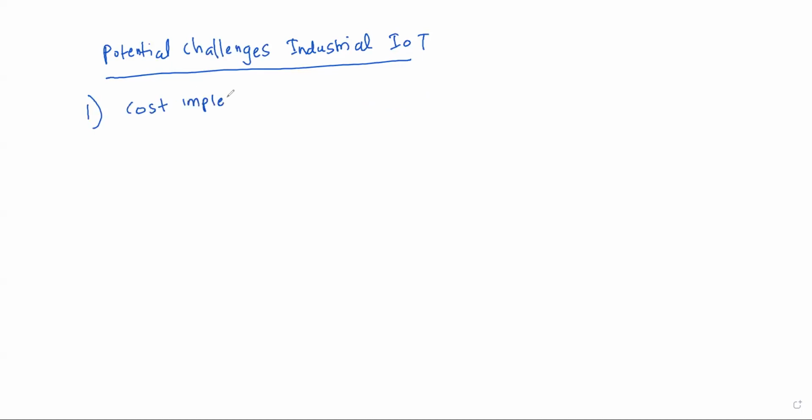So there are some challenges that come with the implementation of industrial IoT. Once we are trying to implement industrial IoT, we will face some challenges, right? The cost of implementation is high, right? And then integration of data. The ability to integrate large amounts of data is a challenge to industrial facilities.